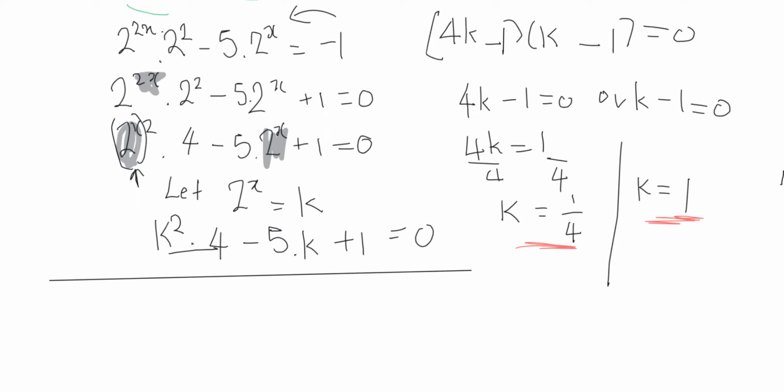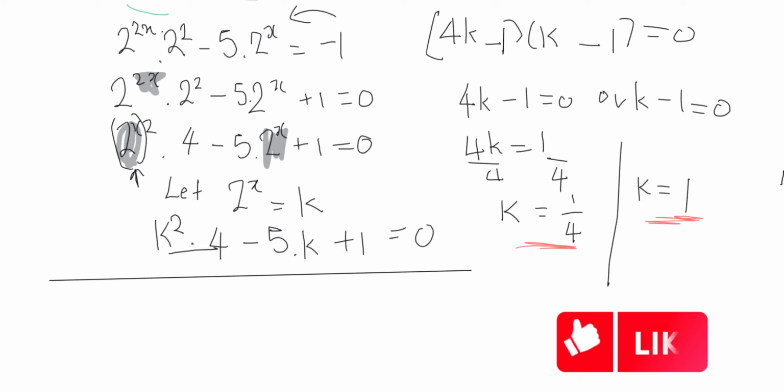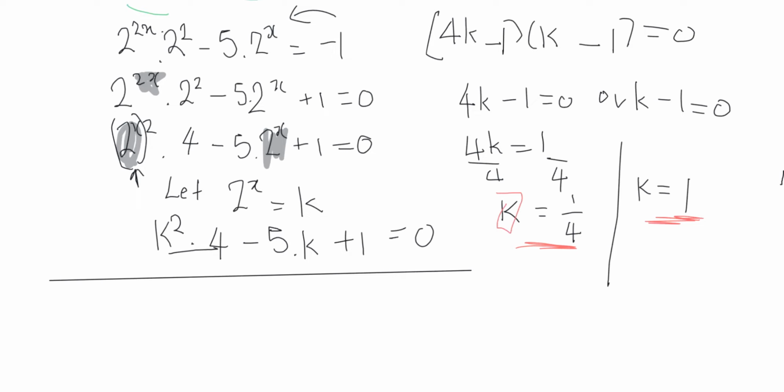So what you're going to do now is, where there is k, you are going to write it in terms of what it is. Remember here you are getting that your k is equal to 1 over 4, which means you are going to say 2 to the power of x is equal to 1 over 4, because this 1 over 4 represents this k here, right?